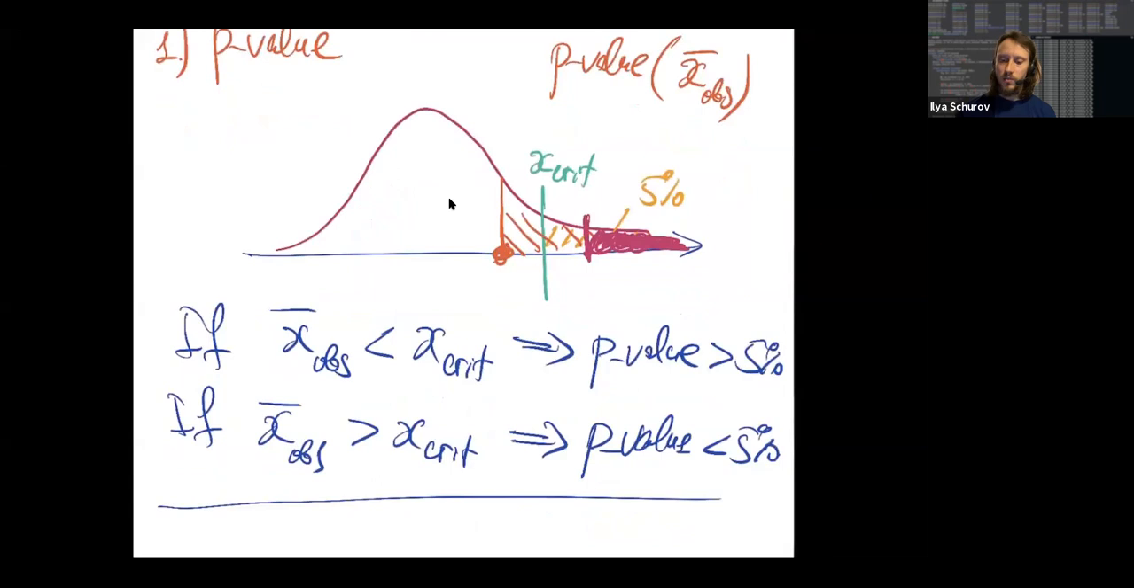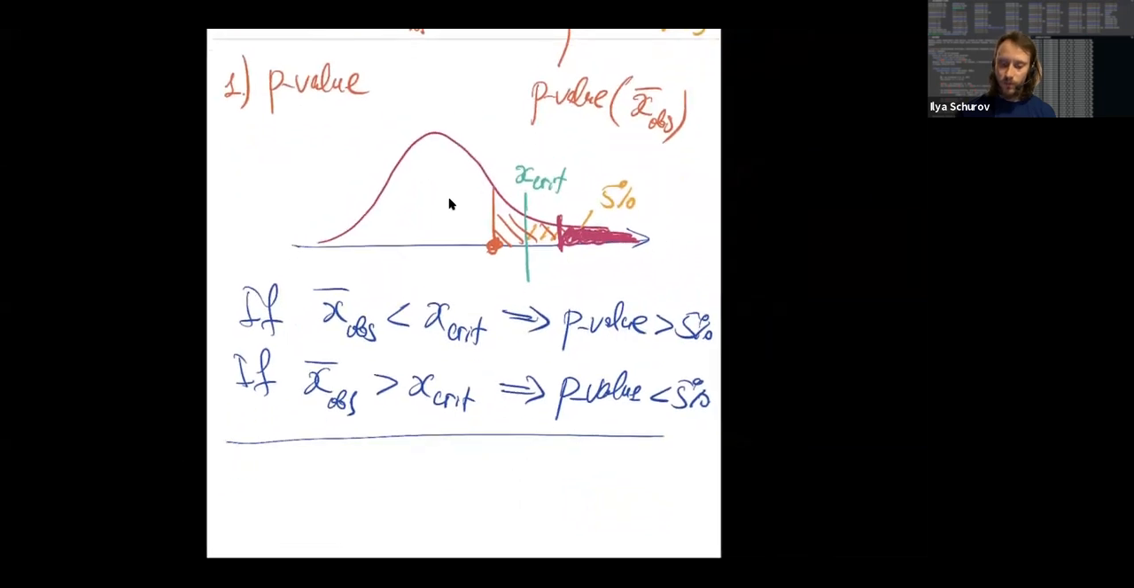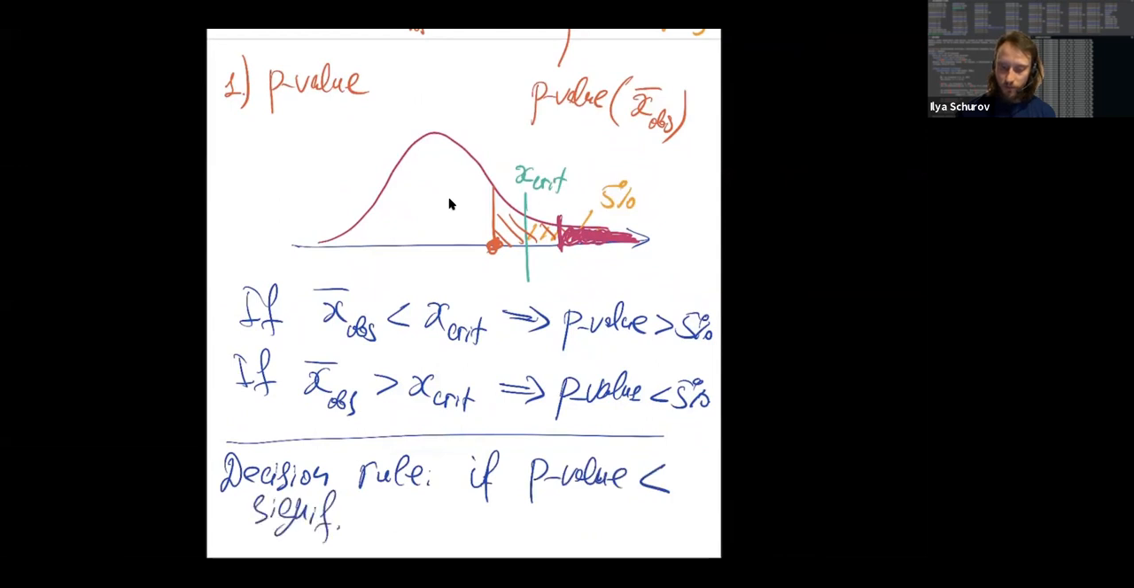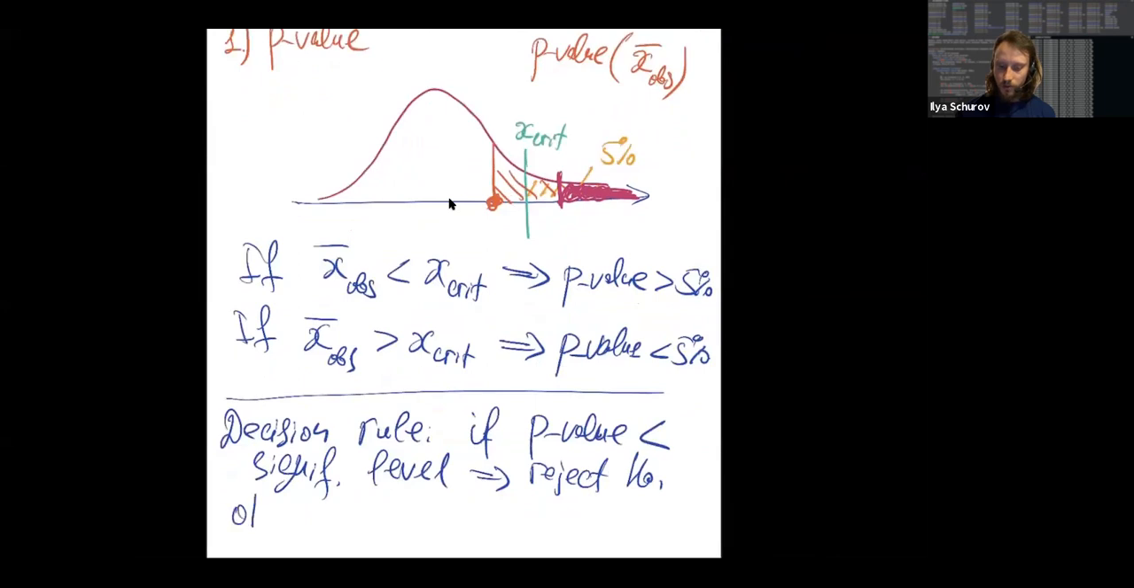So my decision rule now can be restated in terms of p-value. If p-value is smaller than the significance level, then reject null hypothesis. Otherwise, do not reject null hypothesis.